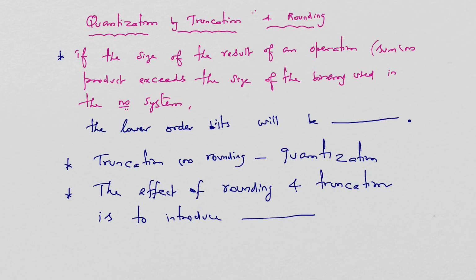Have to be eliminated. So the process of rounding or truncation is called quantization. The effect of rounding and truncation is to introduce error whose values depend on the number of bits eliminated. Let us see the characteristics of errors introduced through truncation and rounding depending on the number system.